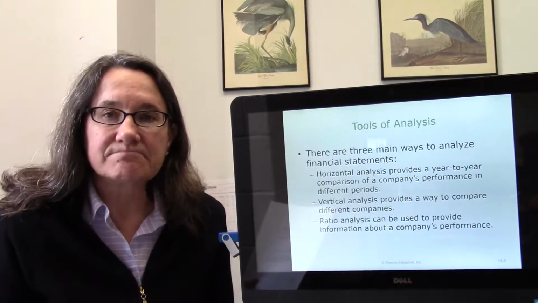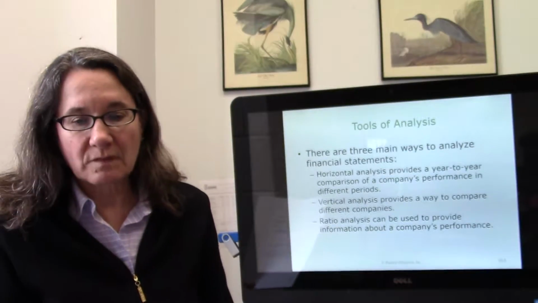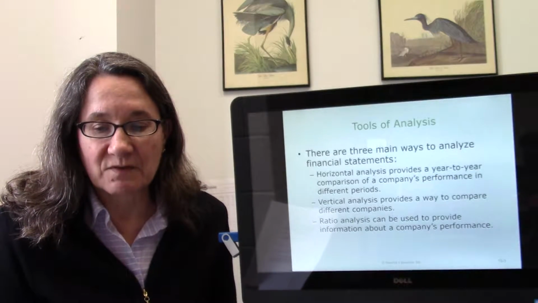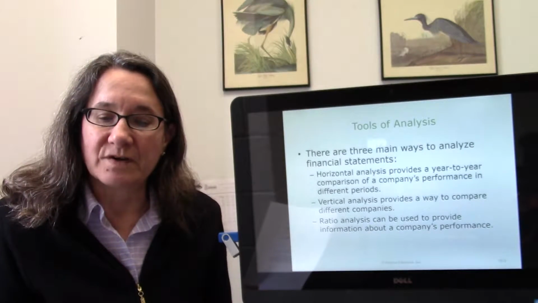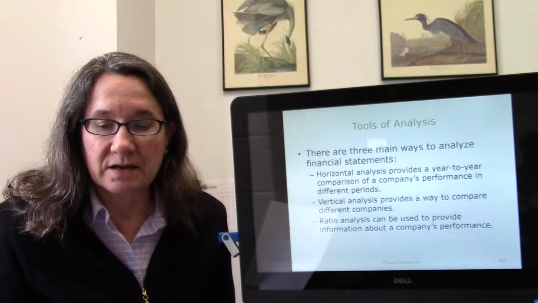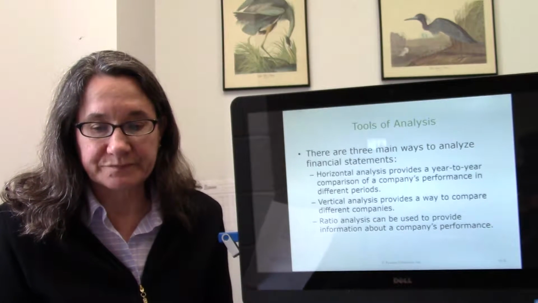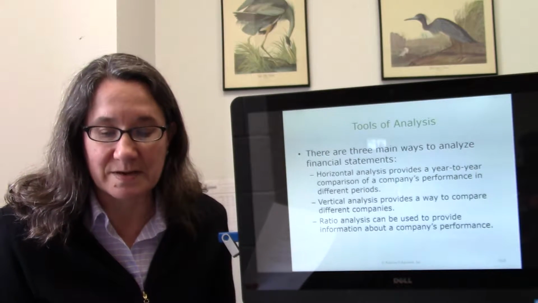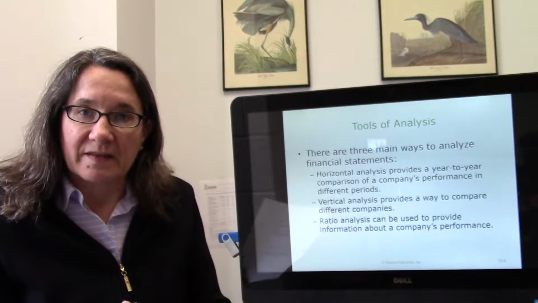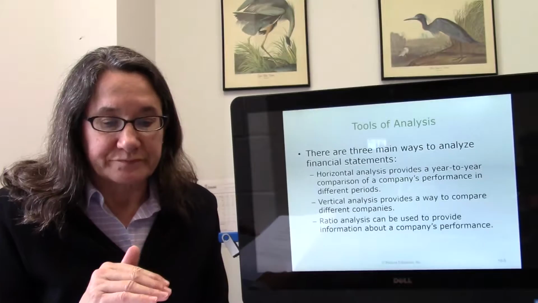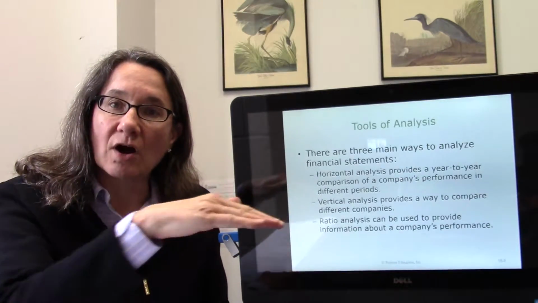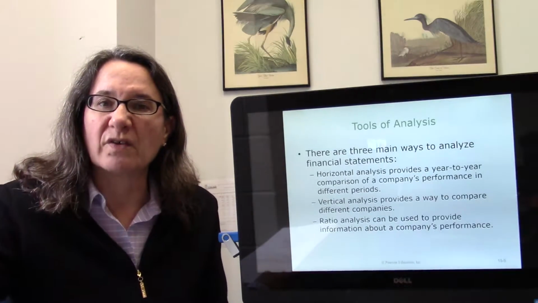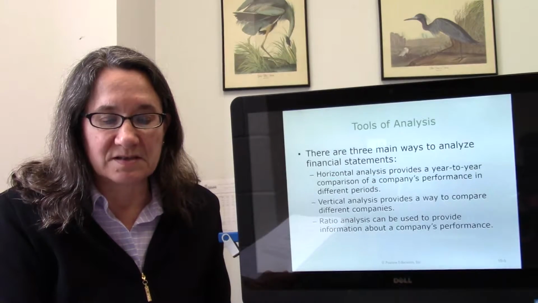So there are three main ways to analyze financial statements. Horizontal analysis provides year-to-year comparison of a company's performance in different periods. Vertical analysis provides a way to compare different companies. And ratio analysis can be used to provide information about a company's performance. All right? So think about that. We're going to compare. Horizontal analysis, compare across years. That's why we call it horizontal. We compare like revenue to revenue to revenue to revenue. It's like horizontal.